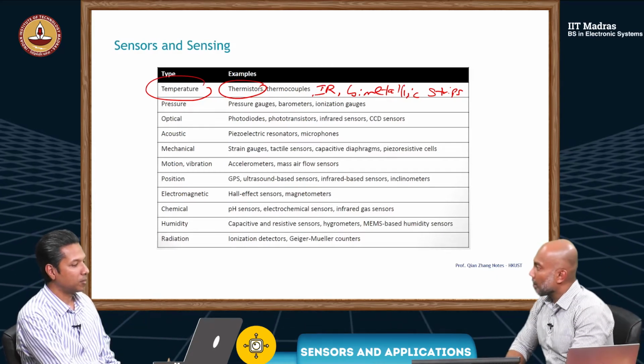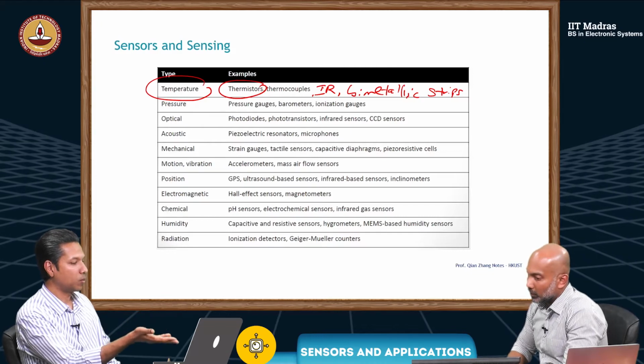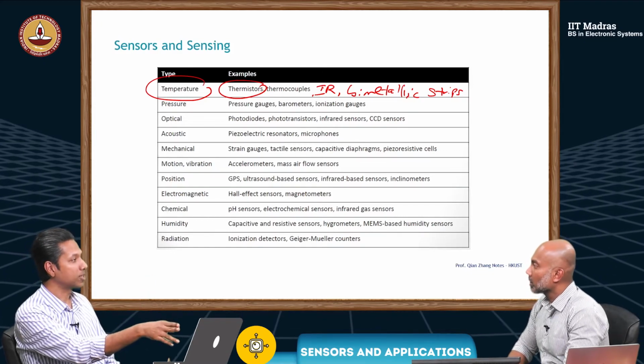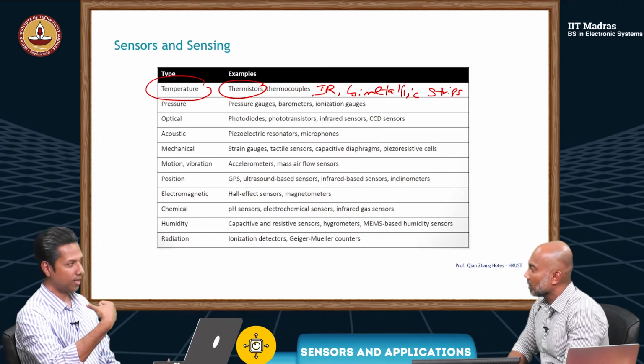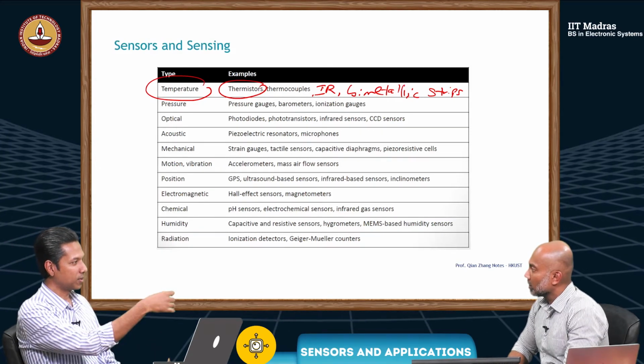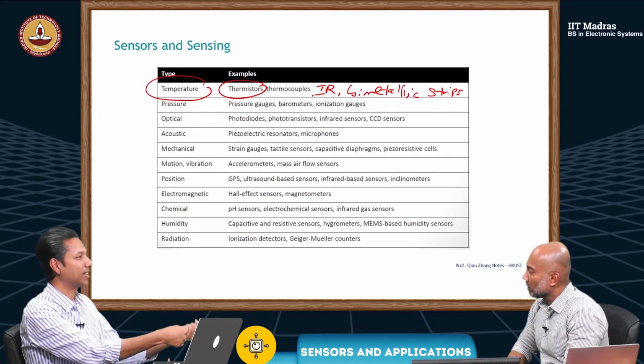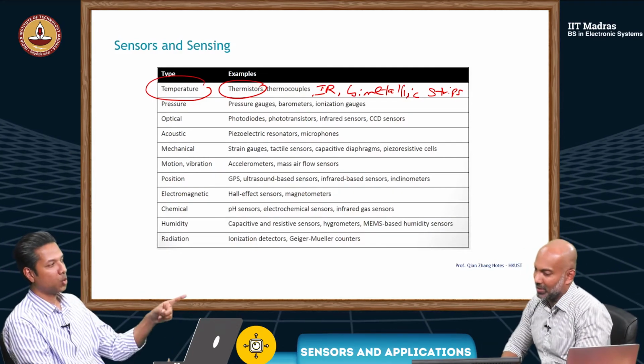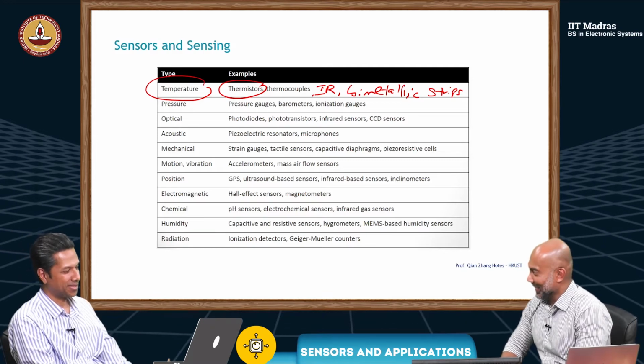Right. But the other non-contact modalities, like you have shown in this picture now, where you just show the sensor towards you, it gives the temperature. Yes, so it's non-contact. Yes. COVID, you were mentioning.